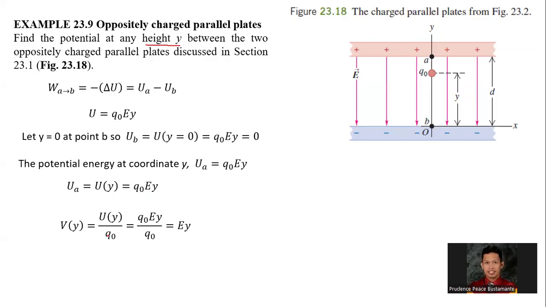If we divide that by Q sub O, we get the electric potential energy per unit charge. Q sub O cancels. So the potential is just E times the height, E y. So if you want to find the potential at height d, the potential is just E times d, or E d, between this height here.